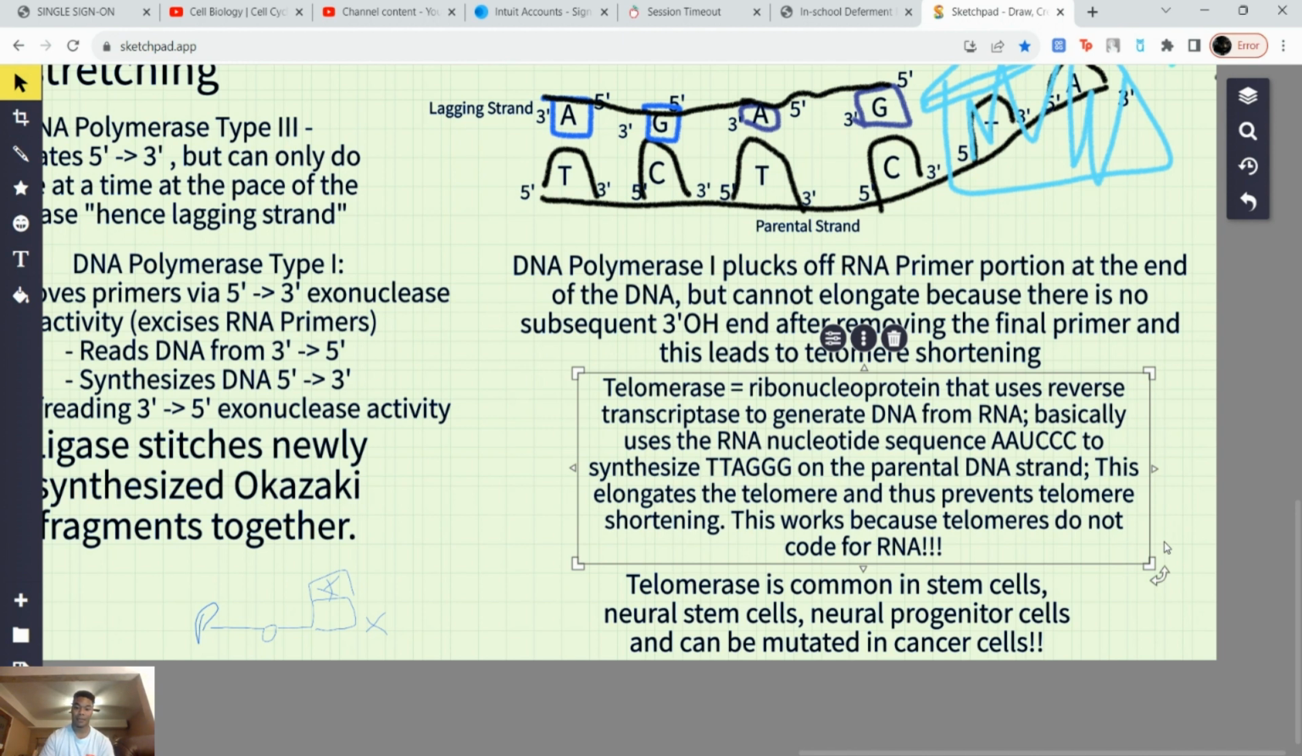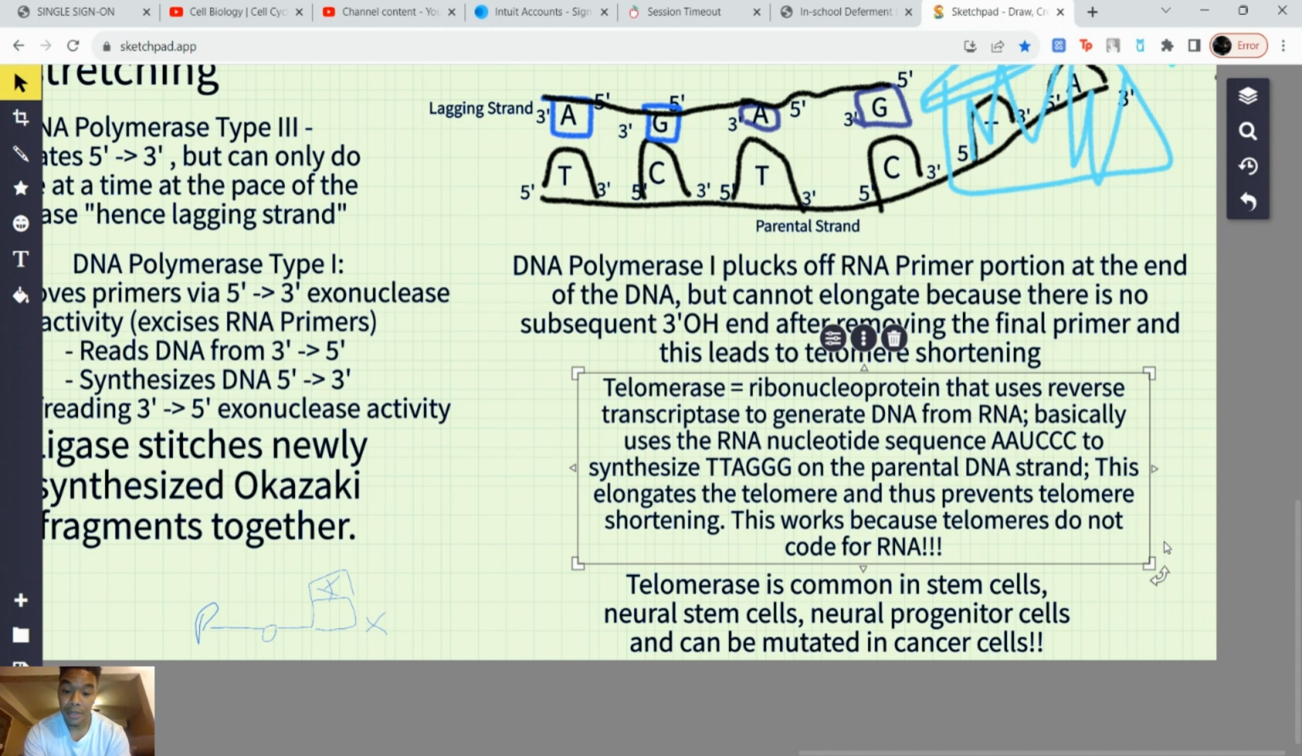I'm going to say that again. The enzyme telomerase uses RNA, specifically the sequence adenine, adenine, uracil, cytosine, cytosine, cytosine, to synthesize parental strand DNA, specifically the non-coding region TTAGGG, and elongate the telomere of the parental strand. This prevents telomere shortening, and this works because telomeres do not code for RNA.